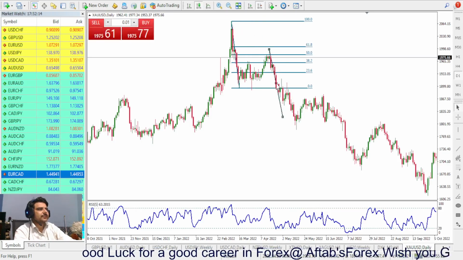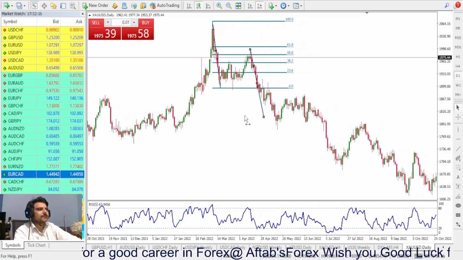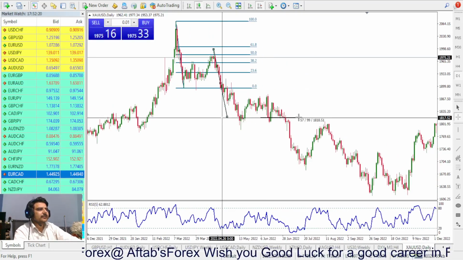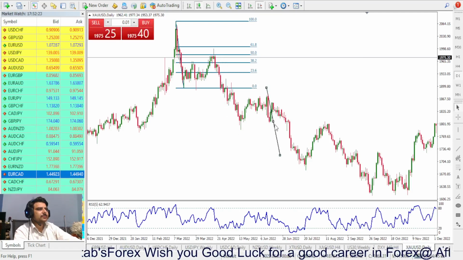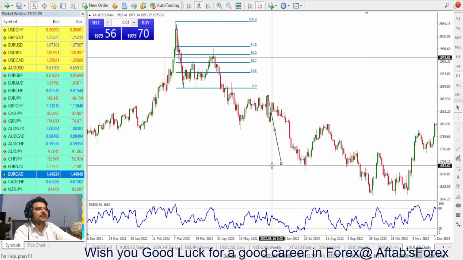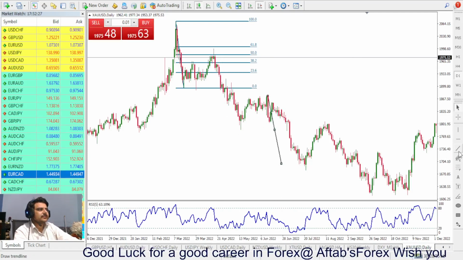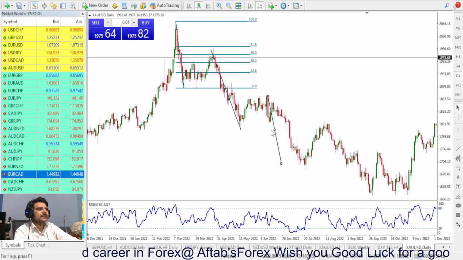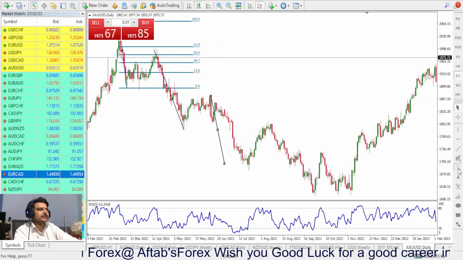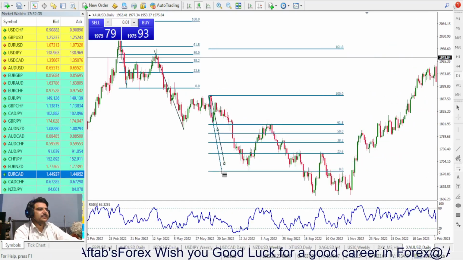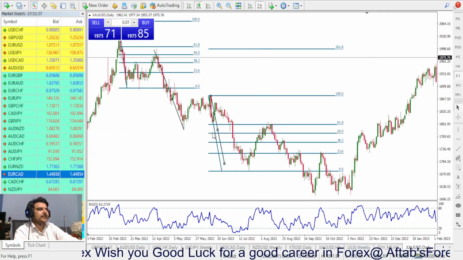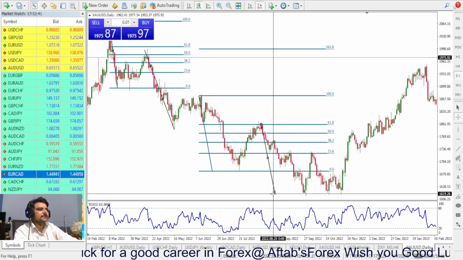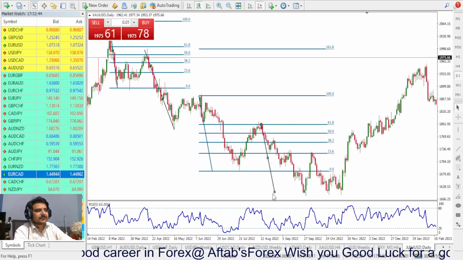An ABCD pattern. See, till here. And a breakout obviously and the same move as this. Three drives pattern. First drive, second and third. A 61.8. C. And another completion. C. Isn't it simple?